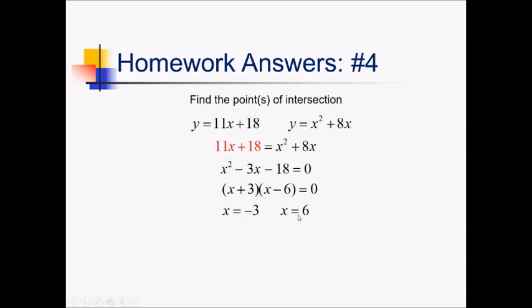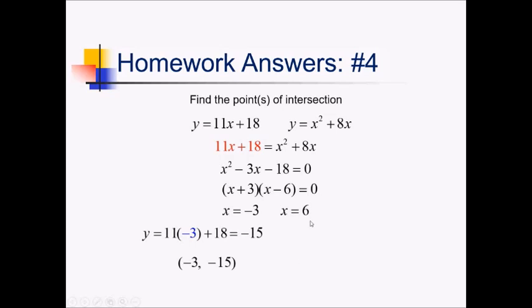Let me take each of these x values now and plug them into one of these equations to find the y value that goes with it. And I'm going to use this first equation since I don't have to mess around with squaring things. So let me use negative 3 first. I'm going to write y equals 11 times negative 3 plus 18. Well, that's negative 33 plus 18, which is negative 15. So that gives us the point negative 3 comma negative 15 as one of our answers.